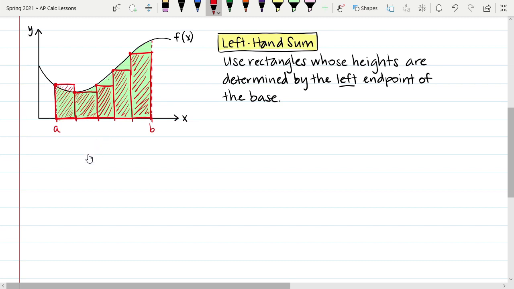All right, now remember, to find the area of a rectangle, it's just going to be base times height. So for each of these rectangles, we just have to measure what is the width of the base. And then for the height, remember we're using the function value at whatever the left endpoint of the base is, which would be some value of x. Okay, so that's a left-hand sum.